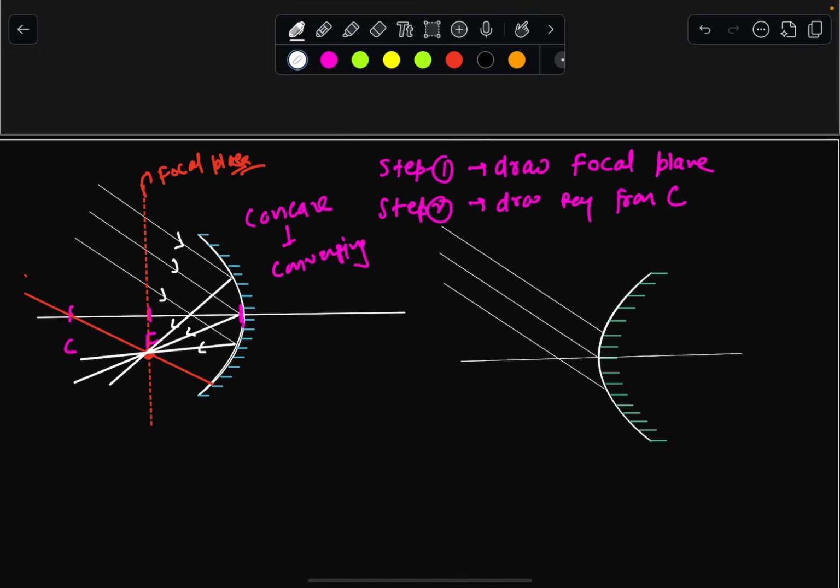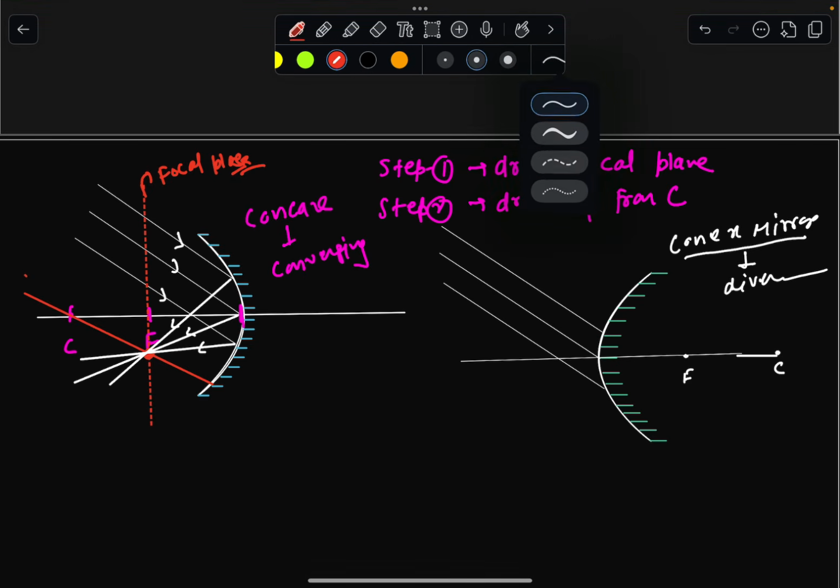Okay, so the second case is beta, diverging only. So beta, this is a convex mirror. Beta, convex mirror means, sir, it is a diverging mirror. If it is a diverging mirror, it will diverge the rays of light. So how to do it? Sir, the first step we should draw the focal plane, at the same distance. First step, draw the focal plane. Okay sir, I have drawn the focal plane.